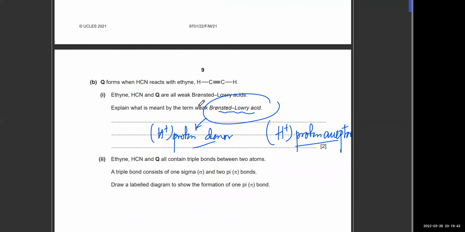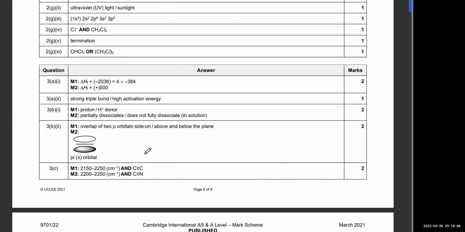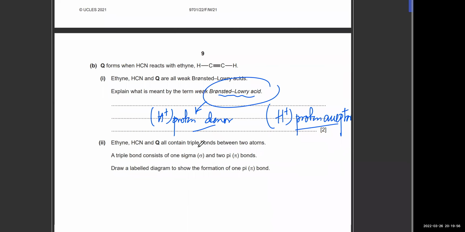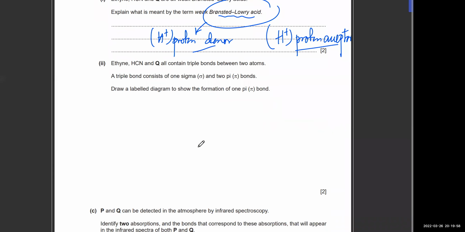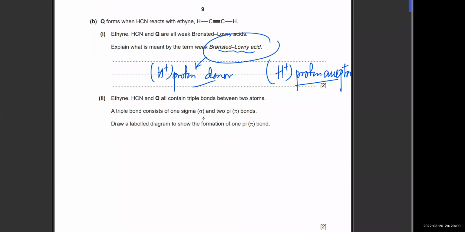Yes, sir. But if weak had not been written, that would have been the answer: proton donor, that's it. Okay? So here it is written that it's a proton donor and it partially dissociates, or does not fully dissociate. And keep in mind, if weak is written, you have to mention the partially part.